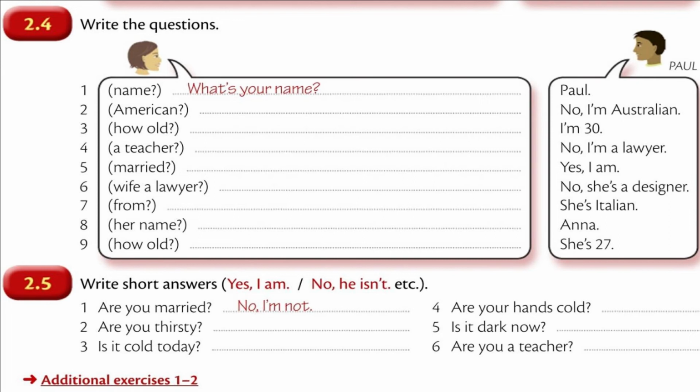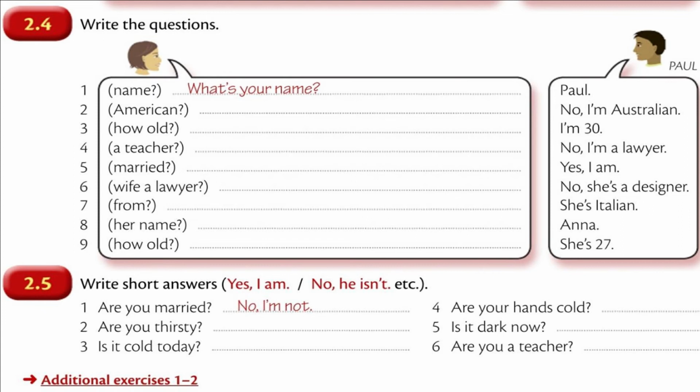Yes, I am. Number 6. Is your wife a lawyer? No, she is a designer. Number 7. Where is she from? She is Italian. Number 8. What is her name? Anna. Number 9. How old is she? She is 27.